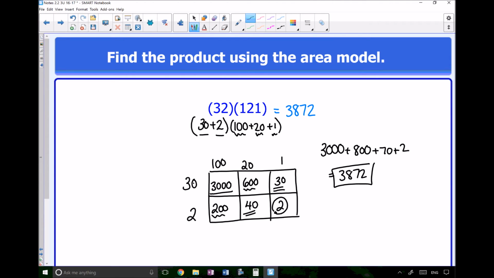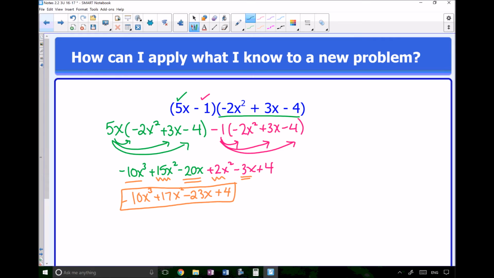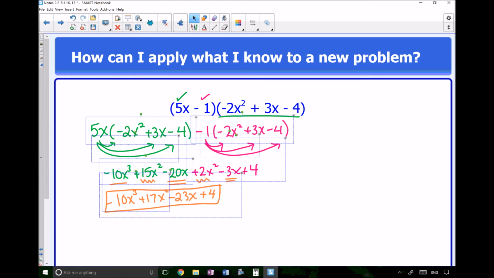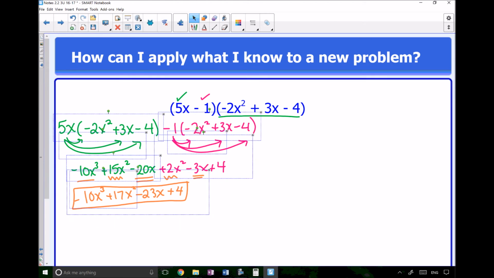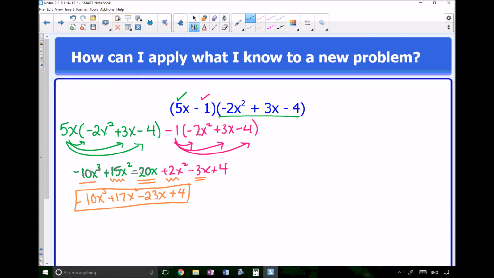Now, why would we use this? It's not really a good idea to use this for regular numbers that you're multiplying. But once you get into algebra and you've got some variables, it might actually be a nice way to organize your work. So let's go back and take a look at what we did with this question right here. And I'm just going to move this all over right here, and I'm going to apply what we just learned to this type of a question here.